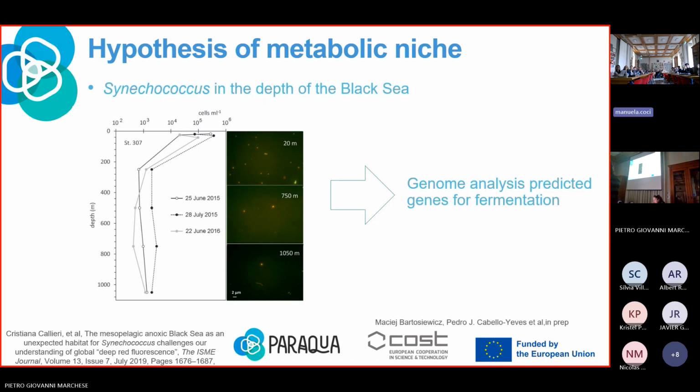We then, together with our colleague Pedro, made the genome of these strains. And what he saw was that these are actually pretty normal cyanobacteria. They do everything a normal cyanobacteria does. And in fact, also in culture, they go with light and everything. But the thing that they also found was a pathway of fermentation.